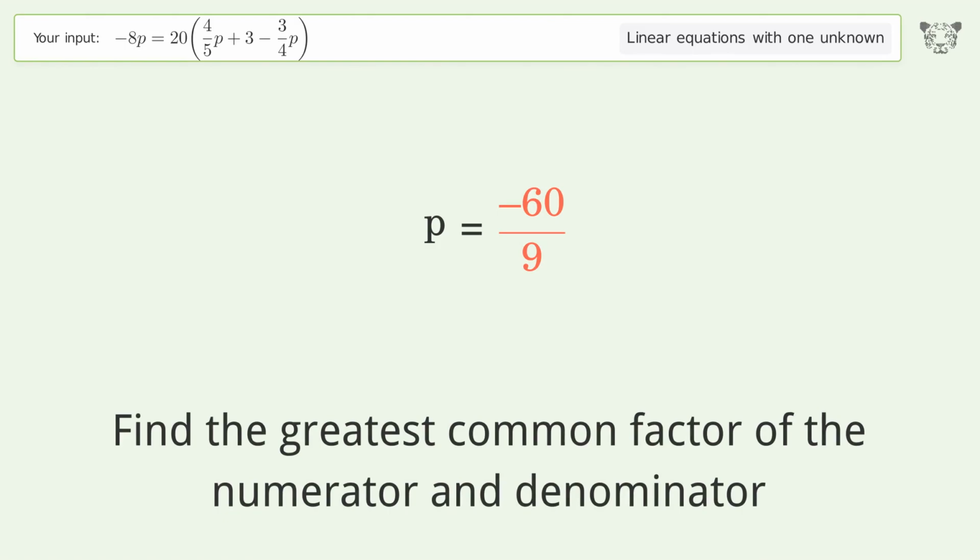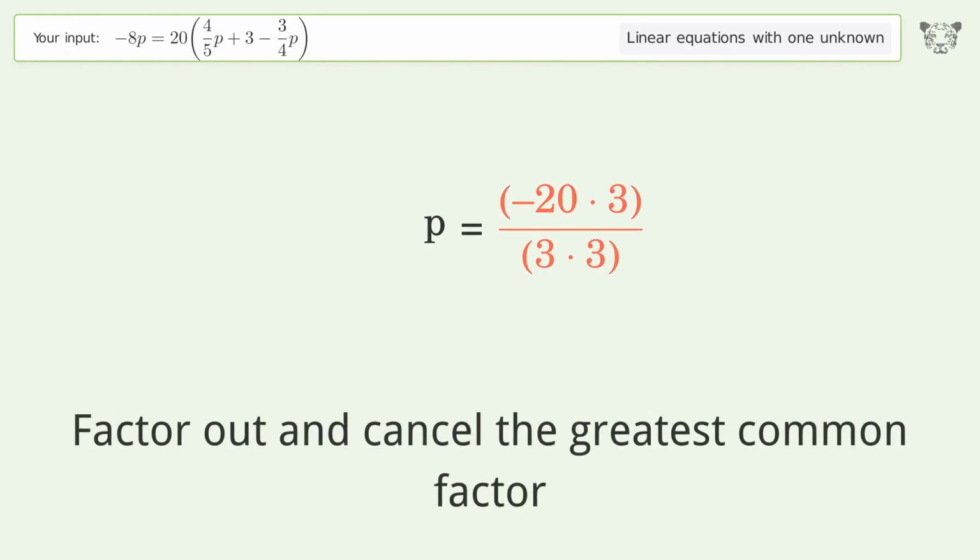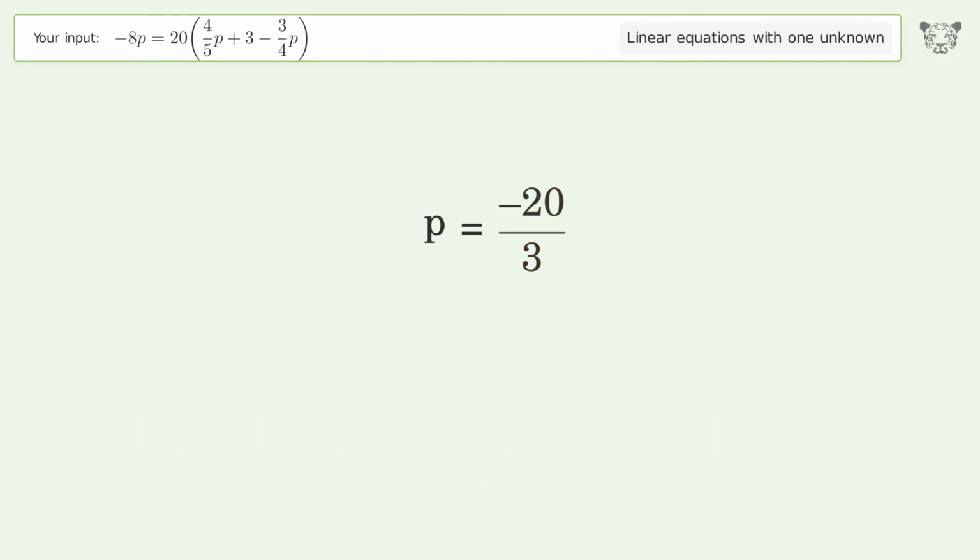Find the greatest common factor of the numerator and denominator. Factor out and cancel the greatest common factor. And so the final result is p equals -20/3.